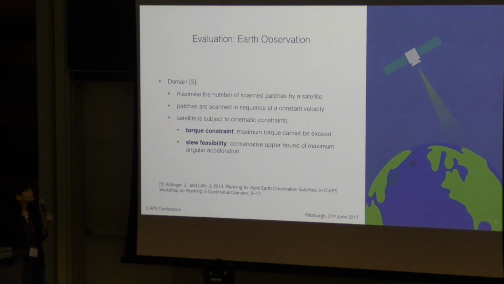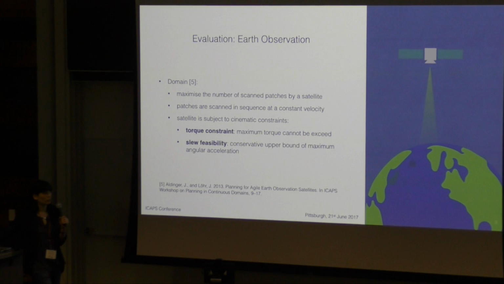So for the first domain, the Earth observation domain that was proposed by Aldinger and Löhr in 2013, we have a satellite, and we want to maximize the number of observations that we can do on the Earth.